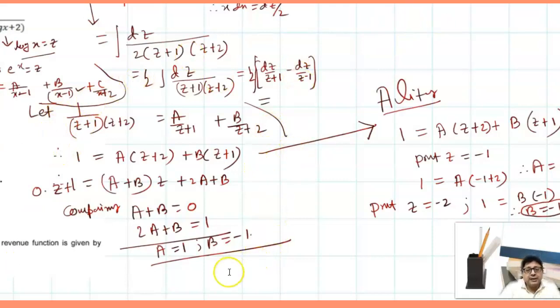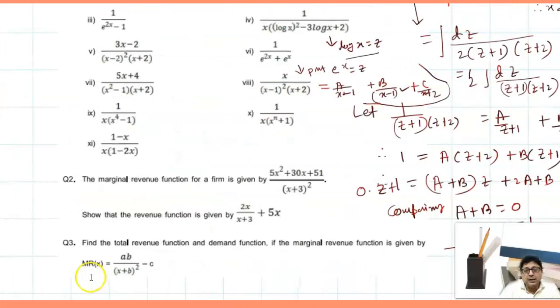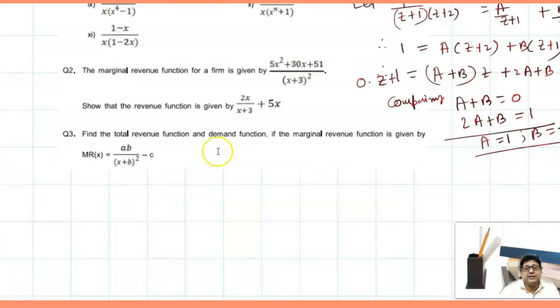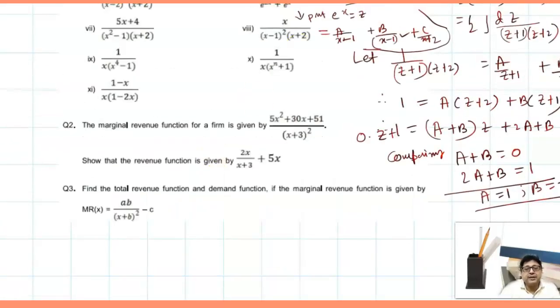You all understand? Now, how to integrate the other sums from this exercise? I mean, a sum like this one: 5x plus 4 by (x square minus 1)(x plus 2). Here is a product of three factors. You will write a by x minus 1, b by x plus 1, c by x plus 2. But for number 9 and 10, what to do?